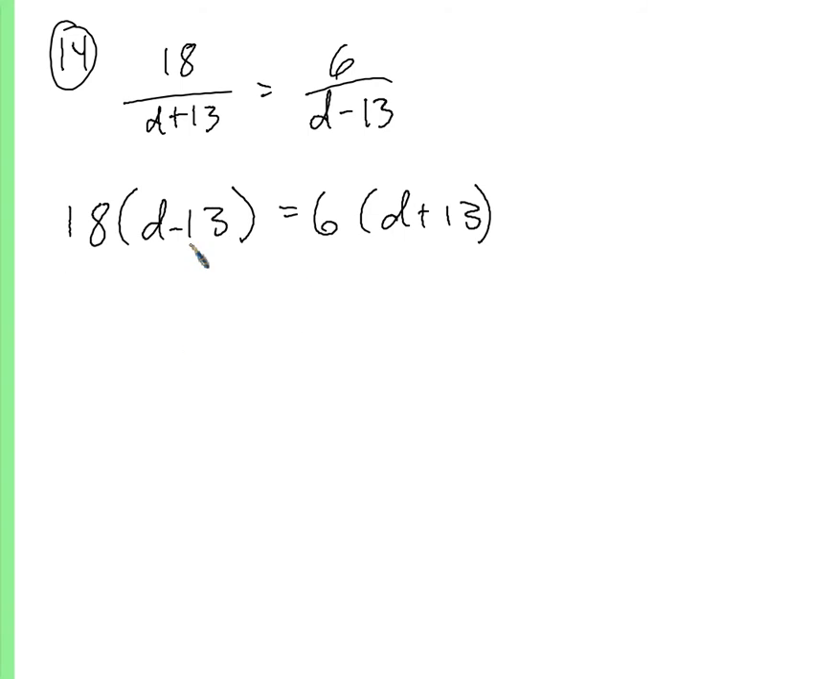We'll come back and figure out why we're allowed to do this, why it is mathematically true to be able to do that. But for now, we'll just solve. Okay, so what do we do to solve for d? Distributive property. Great. 18d minus, I don't know what 18 times 13 is, so negative 234. And 6d plus 13 times 6, 78. And then what?